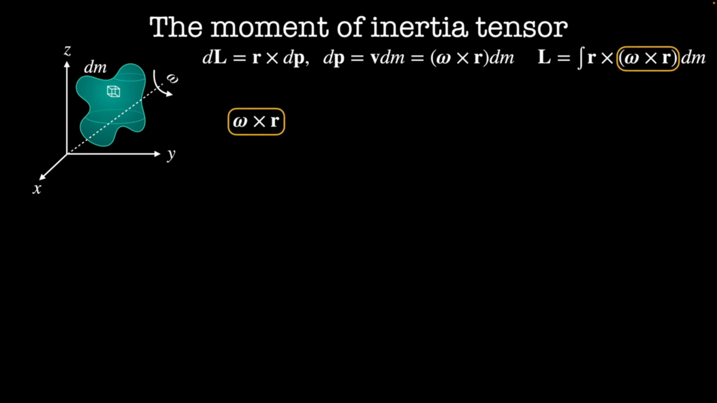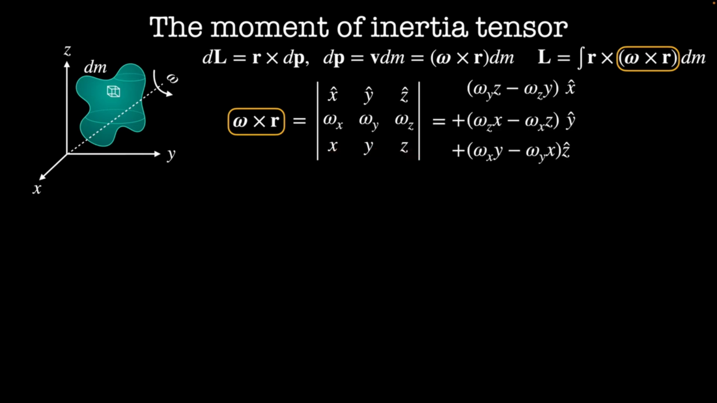We can calculate the cross products using the determinant of a matrix consisting of the unit vectors in the Cartesian basis, the components of the first vector, and lastly the components of the second vector. And this gives us omega y times z minus omega z times y in the x hat direction, plus omega z times x minus omega x times z in the y direction, plus omega x times y minus omega y times x in the z direction.